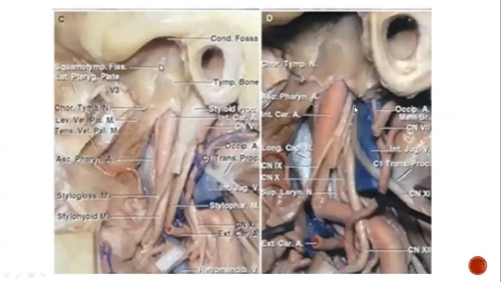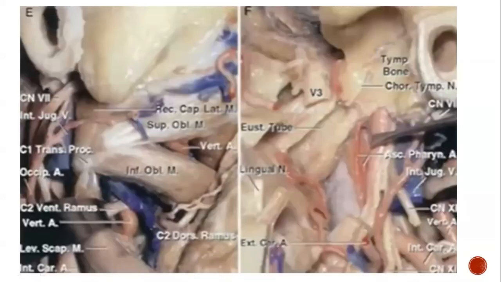So here we have the 9th and 10th cranial nerves. And then we have the occipital artery here. And this is the external carotid artery, which is traveling anteriorly. So these 9th, 10th, along with the 12th cranial nerve, travel in the carotid sheath anteriorly, along with the carotid artery.